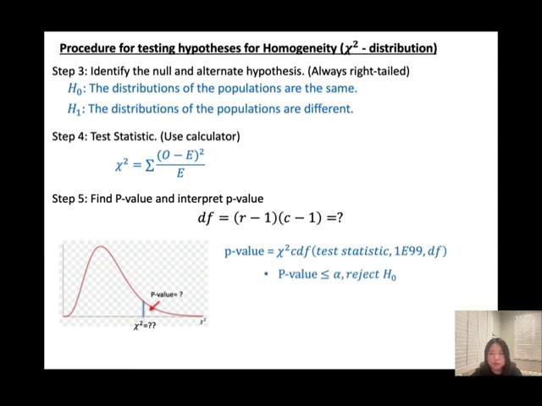If you find the p-value is less than or equal to alpha, you're going to reject the null hypothesis. So when you reject the null hypothesis, we believe that the distributions of the populations are different. If your p-value is strictly greater than alpha, we fail to reject. We do not have sufficient evidence to support that the distributions of the populations are different.